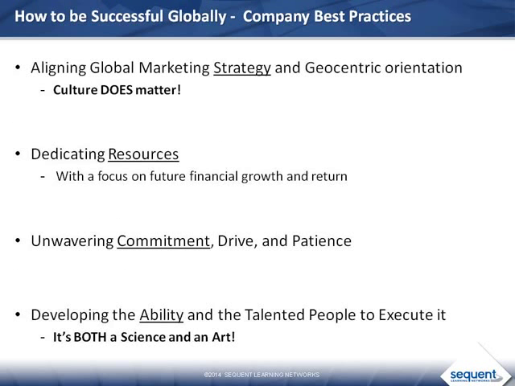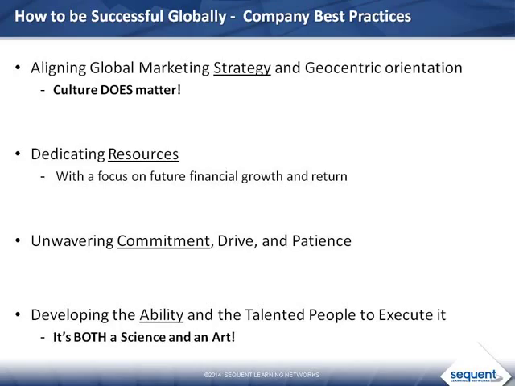So, how do we become successful? I've tried to capture 4 best practices that I've seen companies do who are successful in global marketing. The first is aligning global marketing strategy and geocentric orientation. What does that mean? Well, we've talked a little bit about what global marketing strategy is, and geocentric orientation is nothing more than looking at the world as a whole, single market, where we're looking for global norms, global habits and practices above focusing in on the individual market differences. And in this, culture does matter.